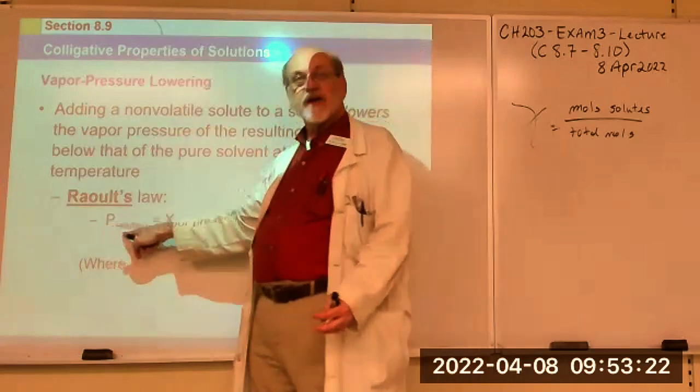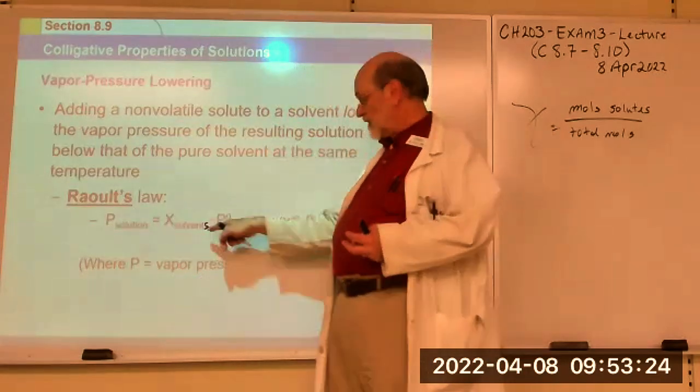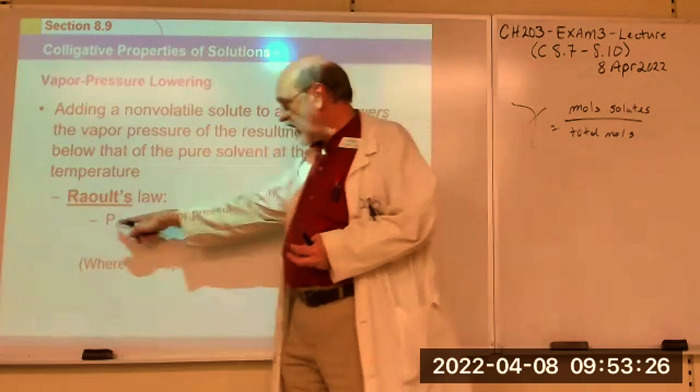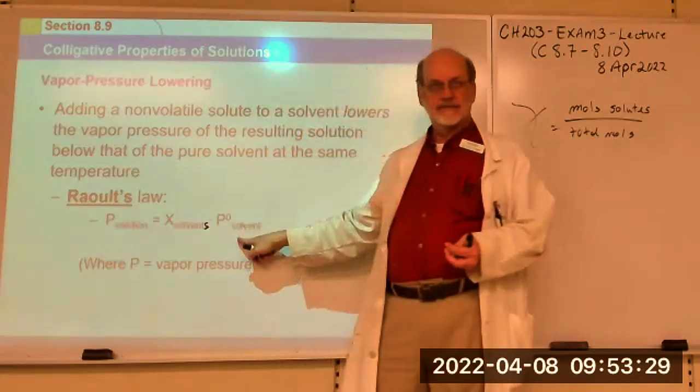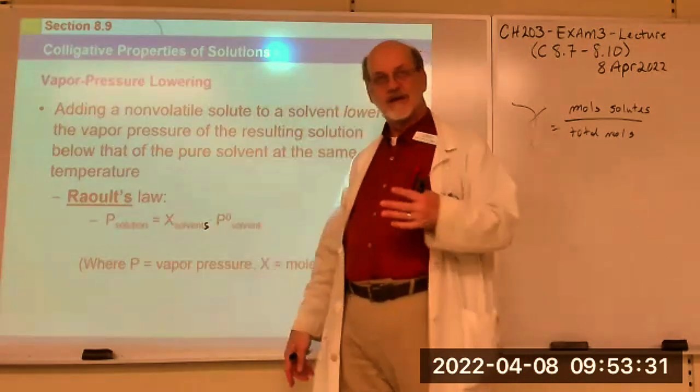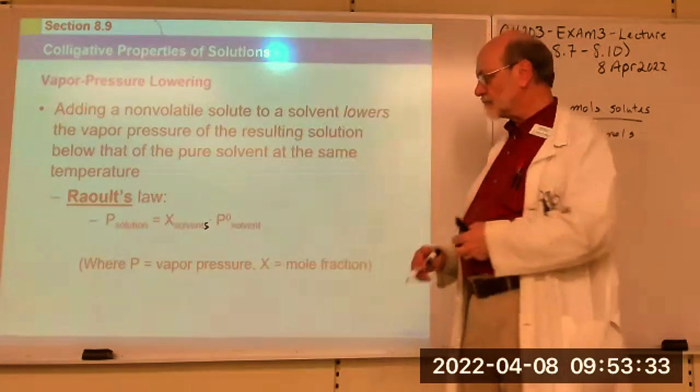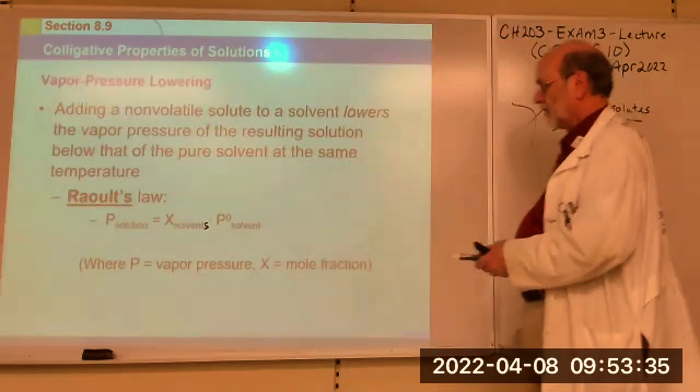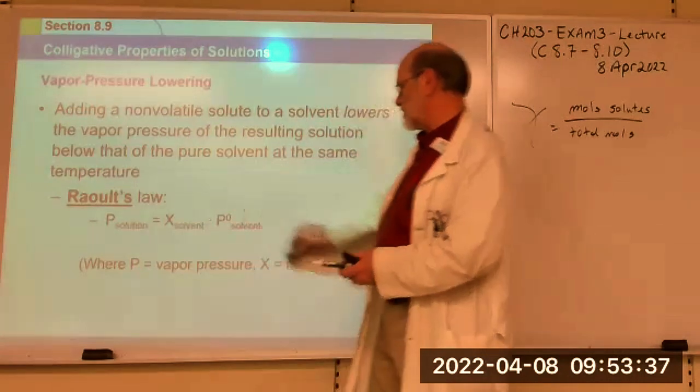And this would give us the vapor pressure of the solution. So since that's less than one, this is always going to be less than that. So we're depressing the vapor pressure by adding solute to it.